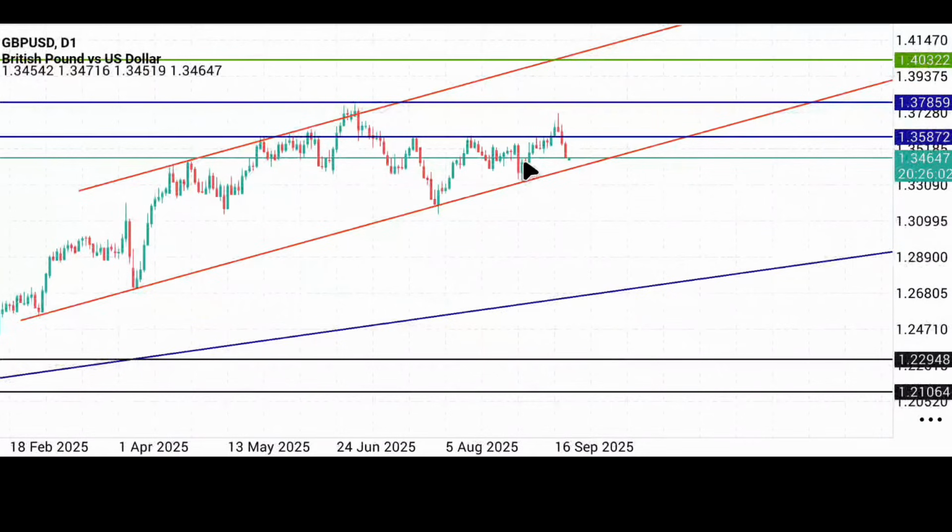But as long as this inverse right shoulder remains and this trend line also remains, then expect price to move up towards this very level and most likely to the top of this very channel to complete the symmetry. So that is what we're expecting from GBPUSD.